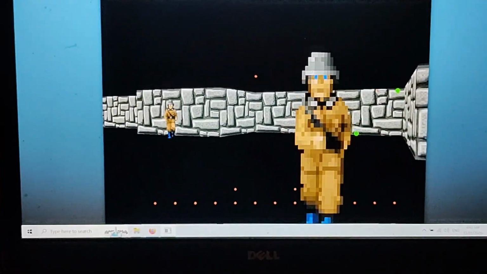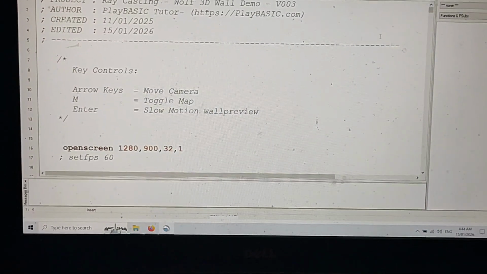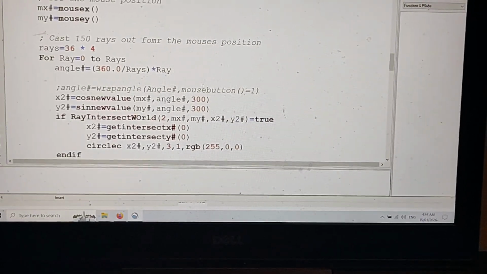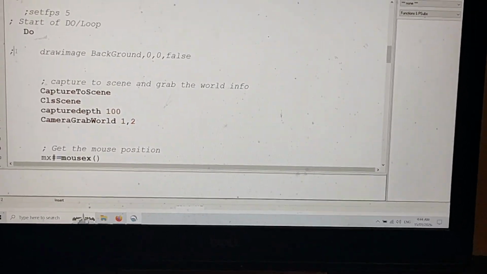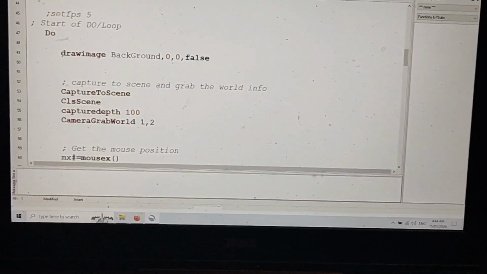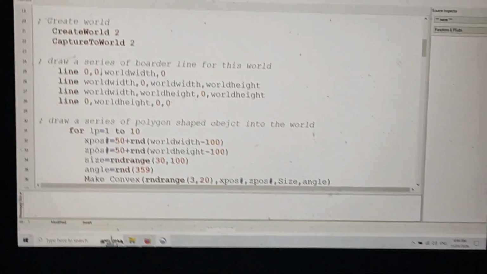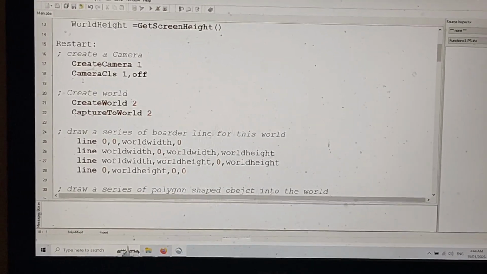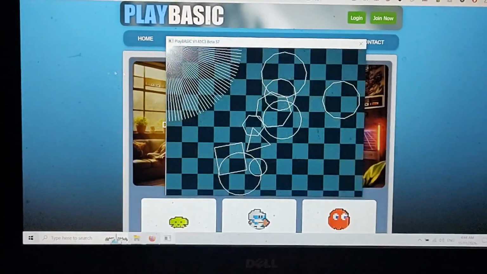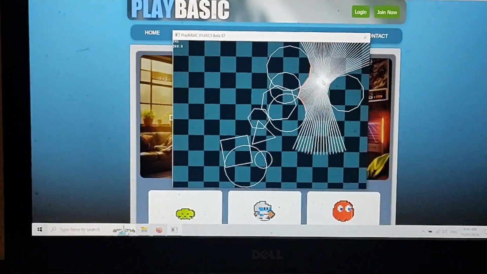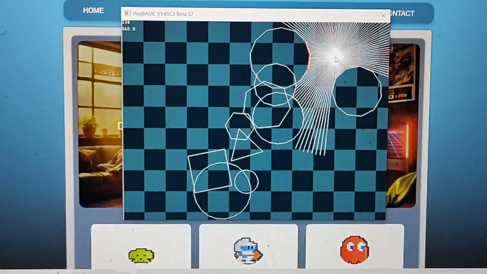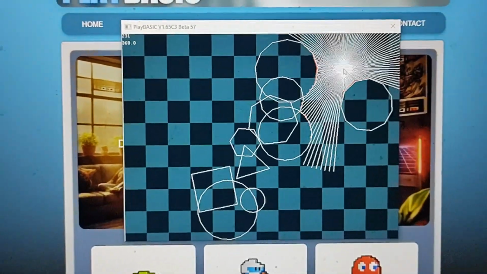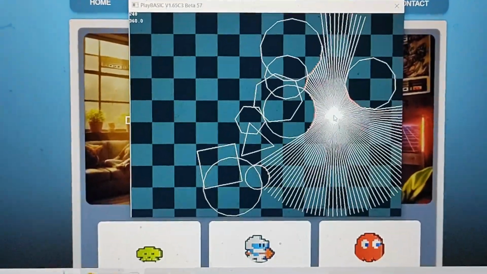I'll get out of this. Go back to here. Look at the other example. Put the backdrop back in so we can see what I'm talking about. Excuse me. Right. So what I've got is just an overhead view of the RayIntersectWorld stuff.